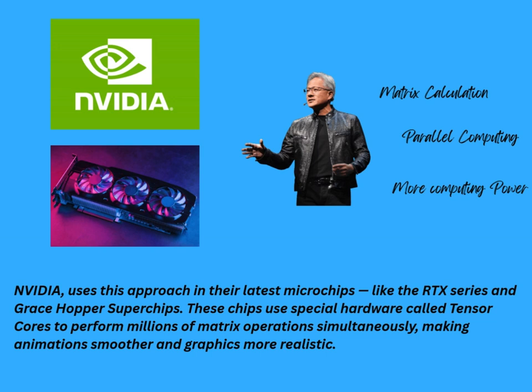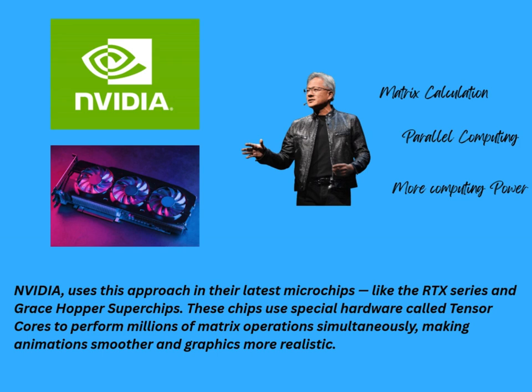These chips use special hardware called tensor cores to perform millions of matrix operations simultaneously, making animation smoother and graphics more realistic. So in future, as NVIDIA progresses and their research on parallel computing progresses, we'll be able to see more realistic 3D animation movies and more realistic 3D games. So the future is going to be full of enthusiasm. Now let's move to the next application.